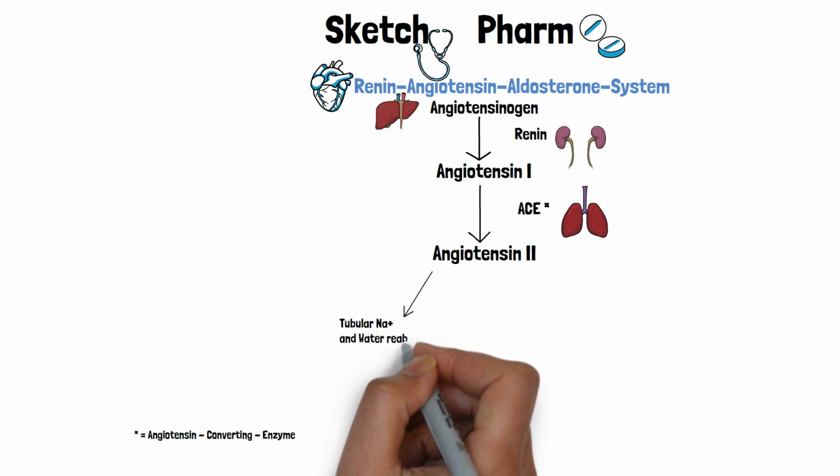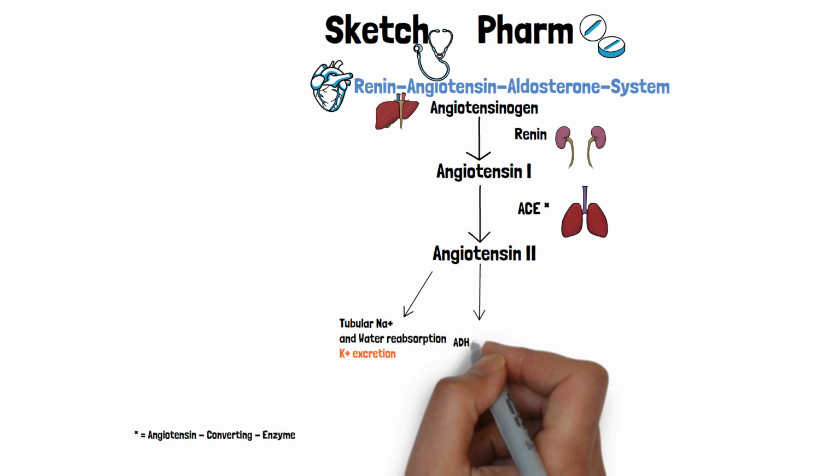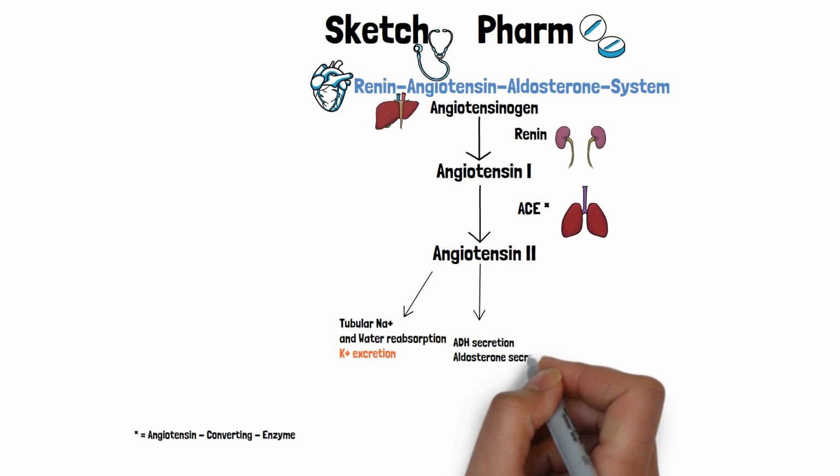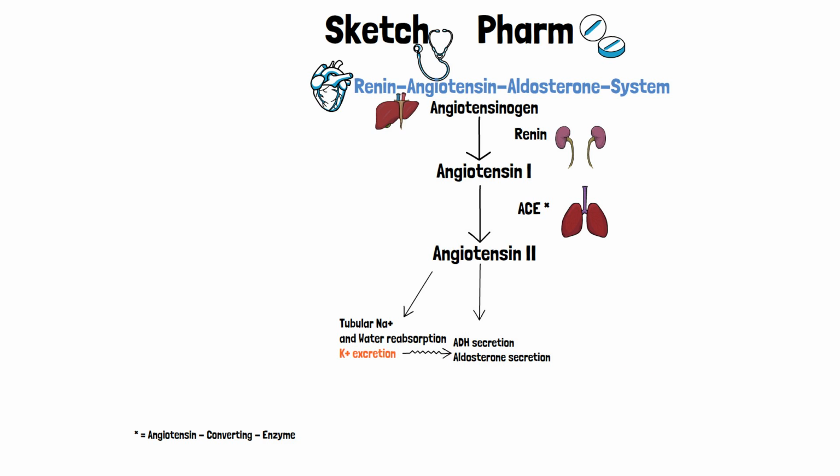Angiotensin 2 has a variety of roles. It stimulates water and sodium reabsorption, as well as promoting potassium excretion, which goes hand in hand with the stimulation of ADH from the posterior pituitary gland and aldosterone from the adrenal gland.